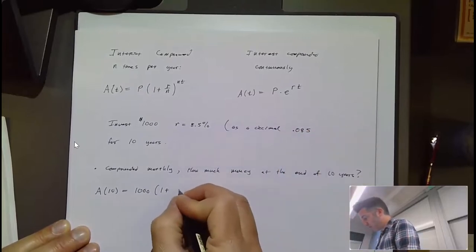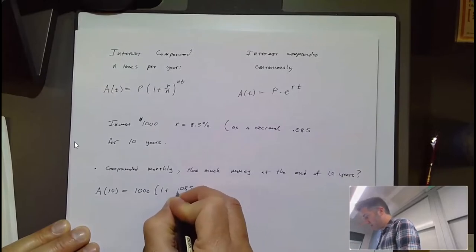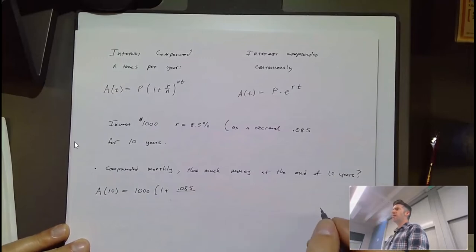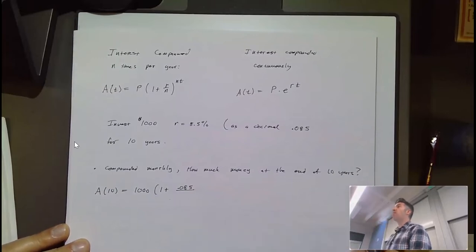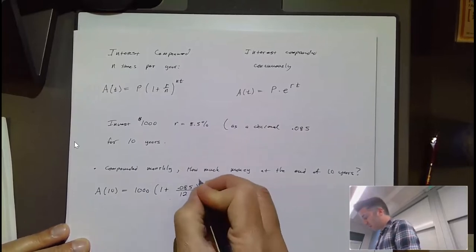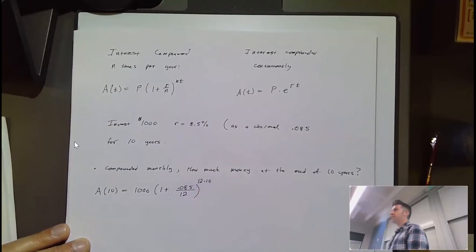So 0.085 divided by, if I'm compounding monthly, what's my n? Right, it's the number of times I'm compounding per year, and there are 12 months in the year. And then it's going to be raised to the 12 times 10 power. And then you would jam that all in a calculator.